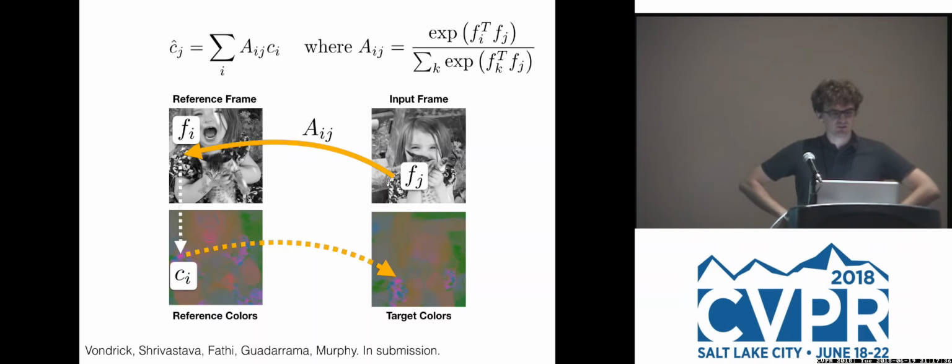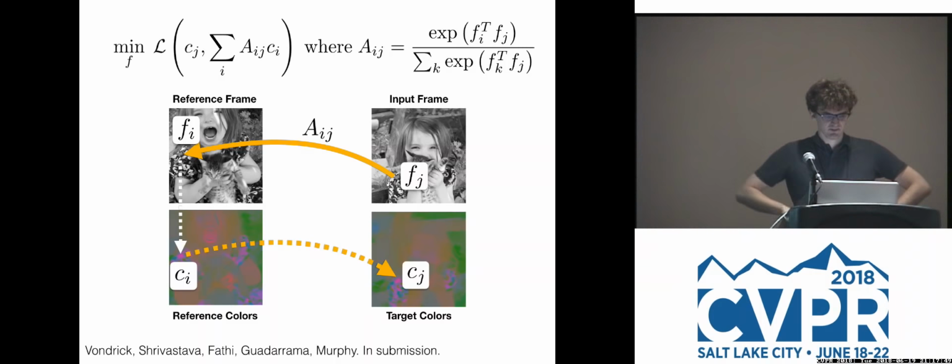Then, for our predicted color, for what we think the color of fj is, we can write it as a weighted combination of all the colors in the reference frame, weighted by this matrix aij. And so our final loss will be trying to predict what the target color cj should be, by learning what this weighted combination should be, which you can interpret as a pointer.